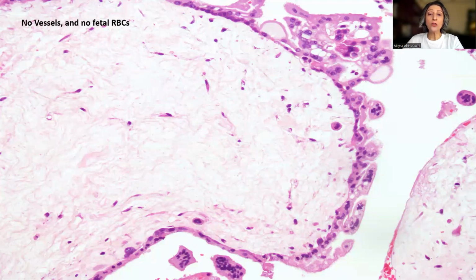Number four, if we look into the core of the edematous villus, there is absence of vessels and absence of fetal red blood cells. Now remember that the vessels in the cores of the chorionic villi, as well as the red blood cells within these vessels, are of fetal origin. So the absence of vessels and the absence of red blood cells is supportive of a complete hydatidiform mole.